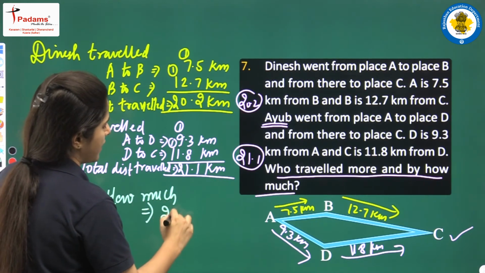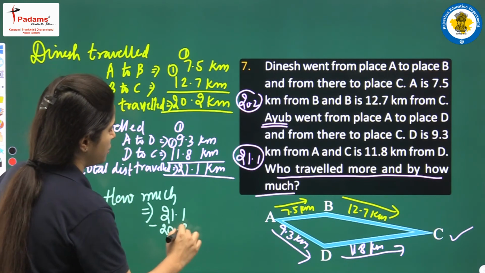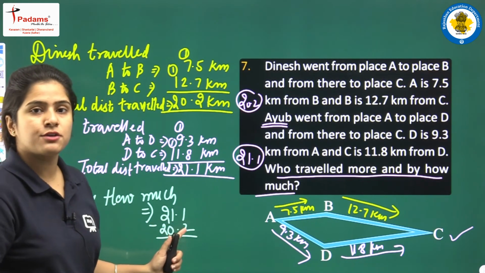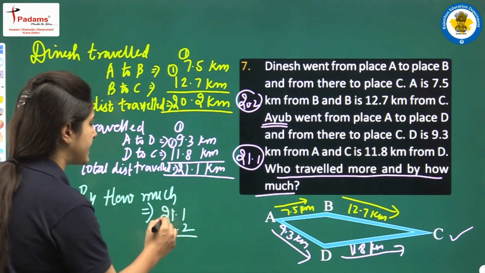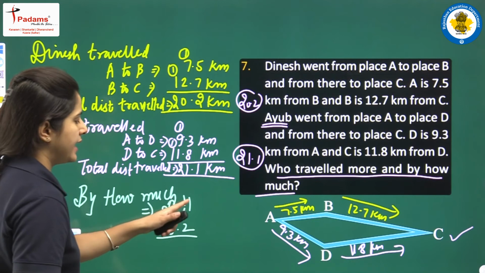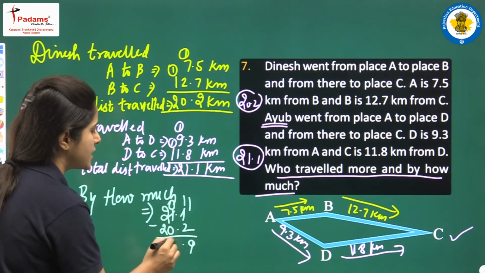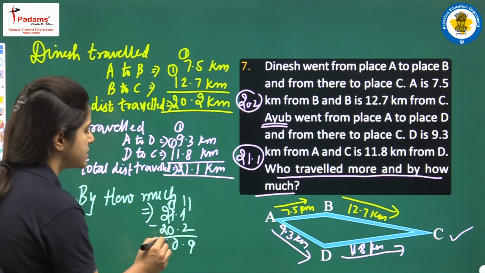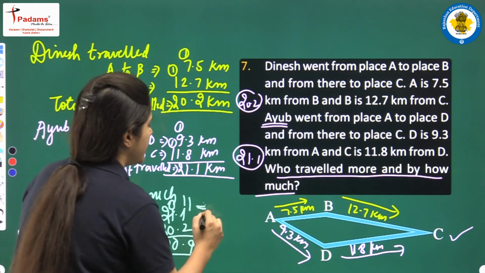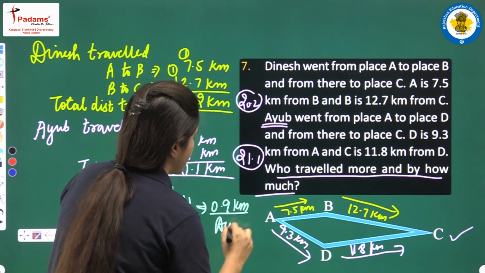So, 21.1 minus 20.2. 2 can't be subtracted from 1, right students? So, we will take the carry, 1 will be converted to 0 and this 11, okay, 11 minus 2 is equal to 9, point. 0 minus 0 is equal to 0 and 2 minus 2 is equal to 0. So, by how much? 0.9 kilometers, okay, Ayub travelled more.